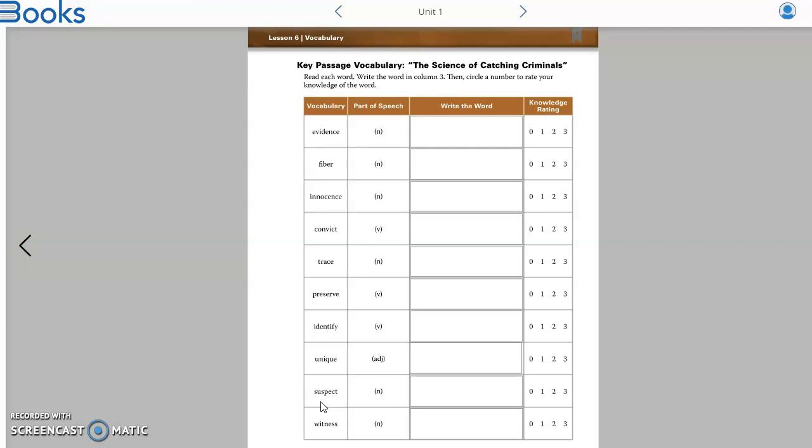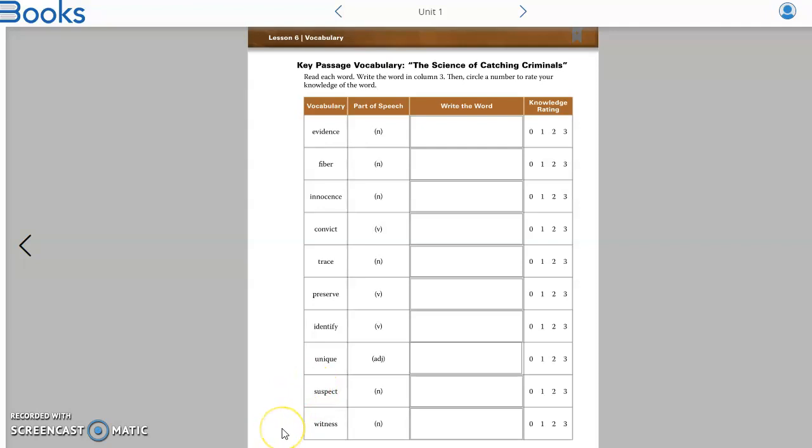If you are a witness to a crime, what have you done? If you are witness to a crime, you have seen it happen. Why can't a couch or a carpet be a witness to a crime? A couch or a carpet cannot be a witness to a crime because they cannot see.